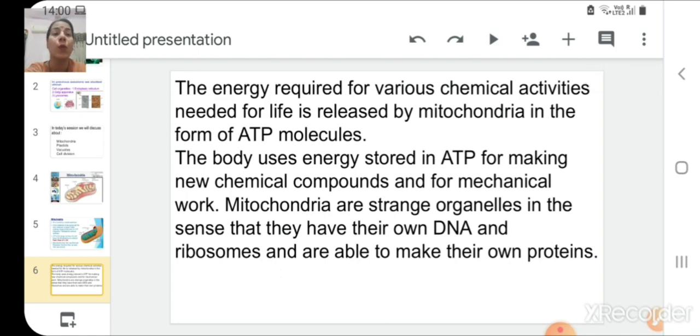Now the energy required for various chemical activities needed for life is released by mitochondria in the form of ATP molecules. The body uses energy stored in ATP for making new chemical compounds and for mechanical work. Mitochondria are strange organelles in the sense that they have their own DNA and their own ribosomes also. So this enables them to prepare their own protein.